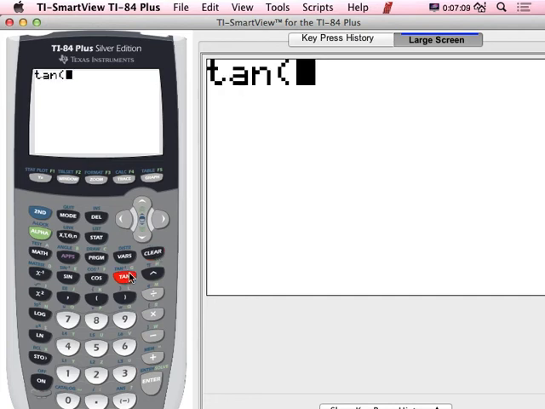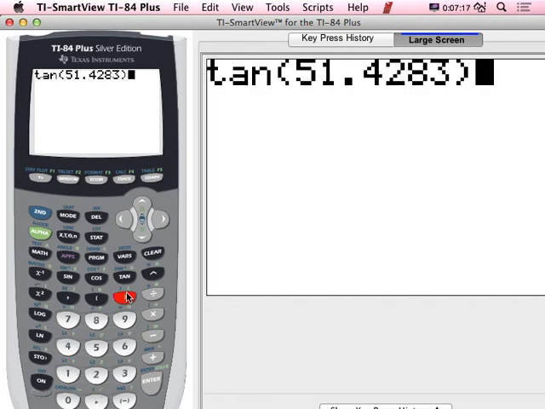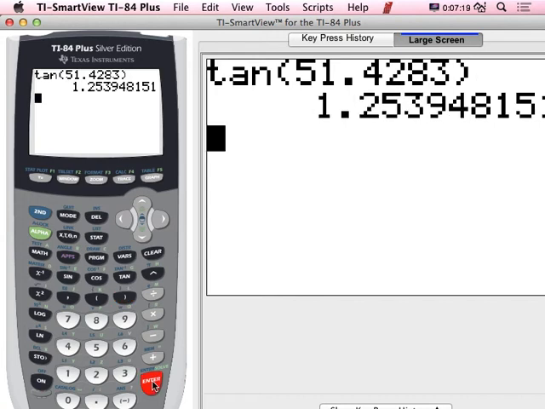So tangent of 51.4283. We get 1.254. Did everyone get that? 1.254? So that's our tangent value, which is the same as our 1 divided by cotangent value. So 1.254.